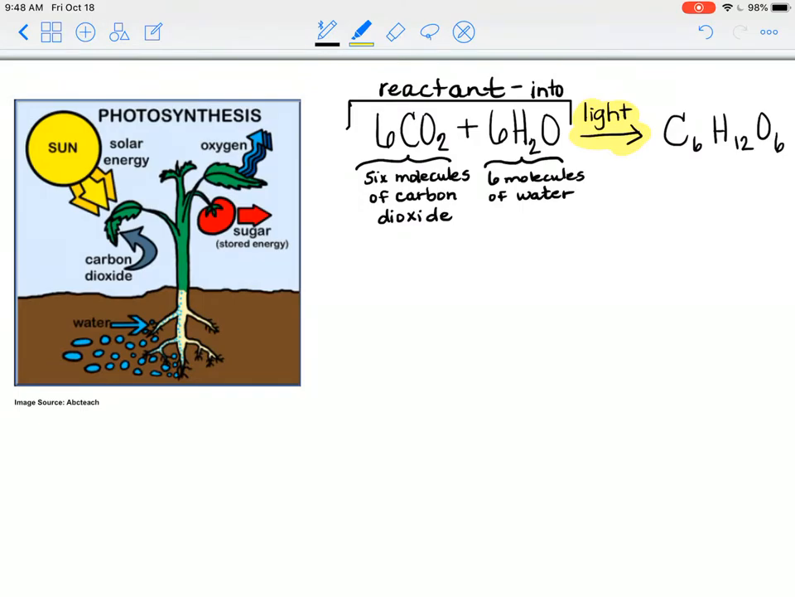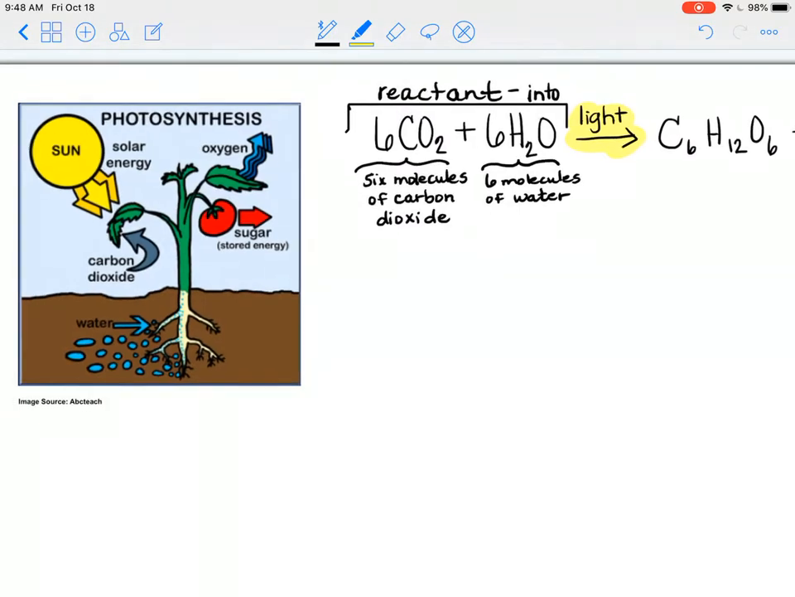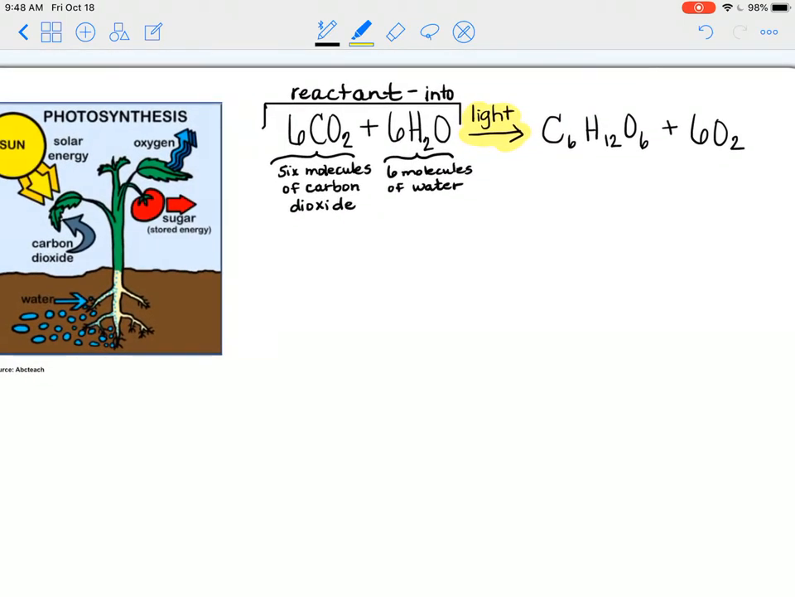I will do better. Okay, let's look at our product side of this equation, this chemical formula. So the product is what comes out of the process. It's what's produced. So these are the output elements. This is sugar. This is one molecule. It takes all of those to make a molecule of sugar.